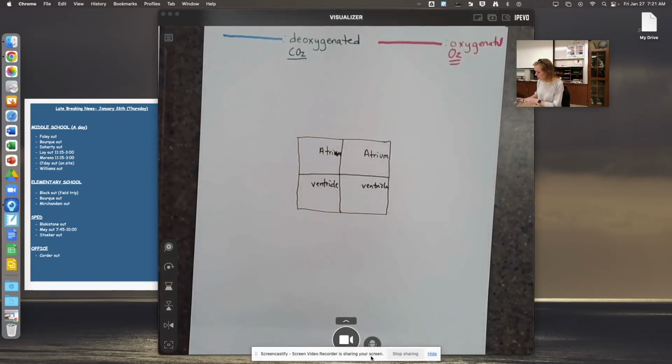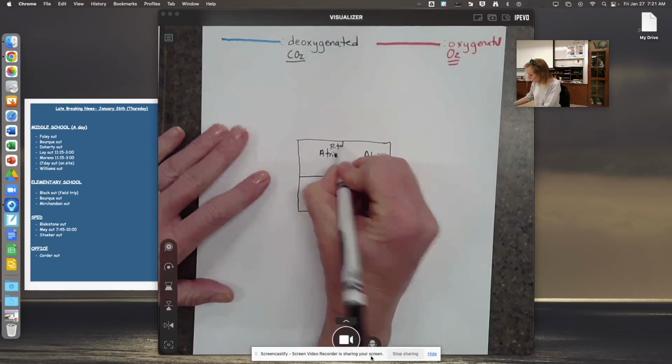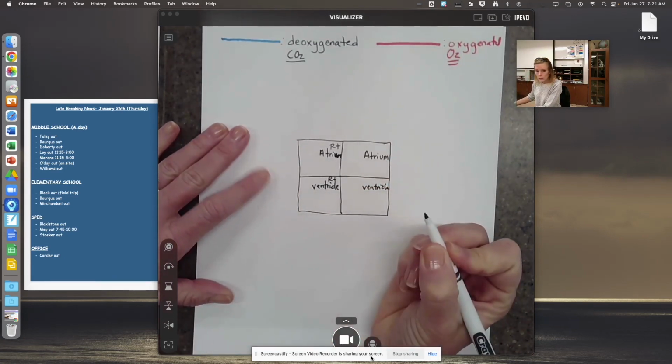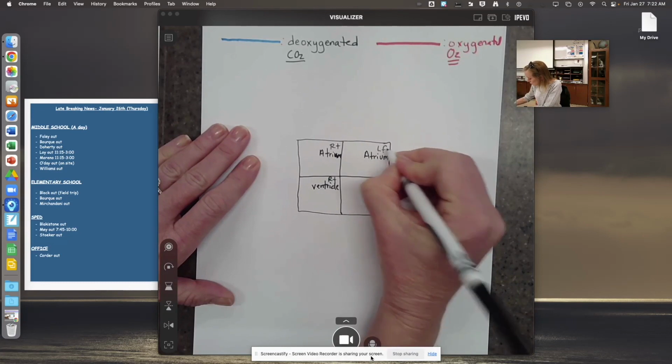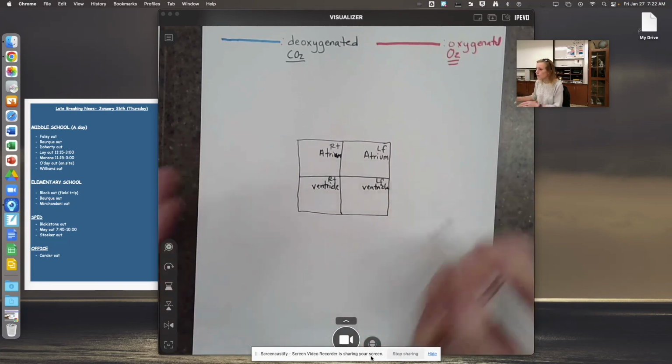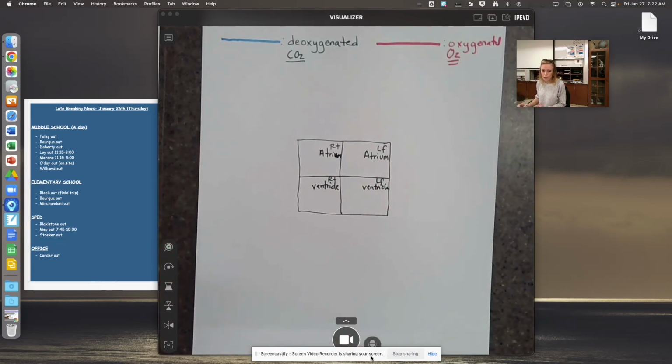So this is always the right atrium and the right ventricle. And this is always the left atrium and the left ventricle. And in medicine, it's always labeled that way. Same thing with the lungs. Whatever you're talking about, it's as if you're looking down onto your patient's body.